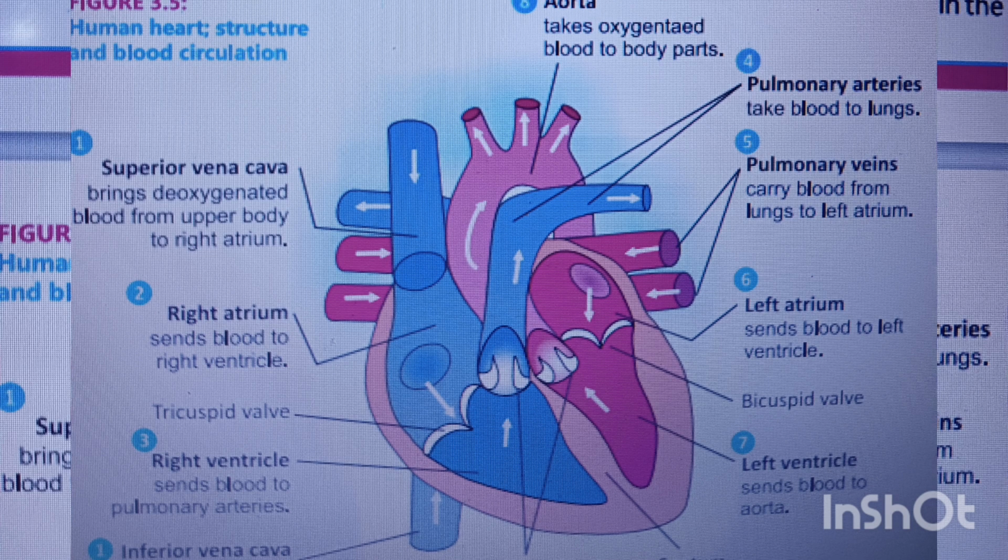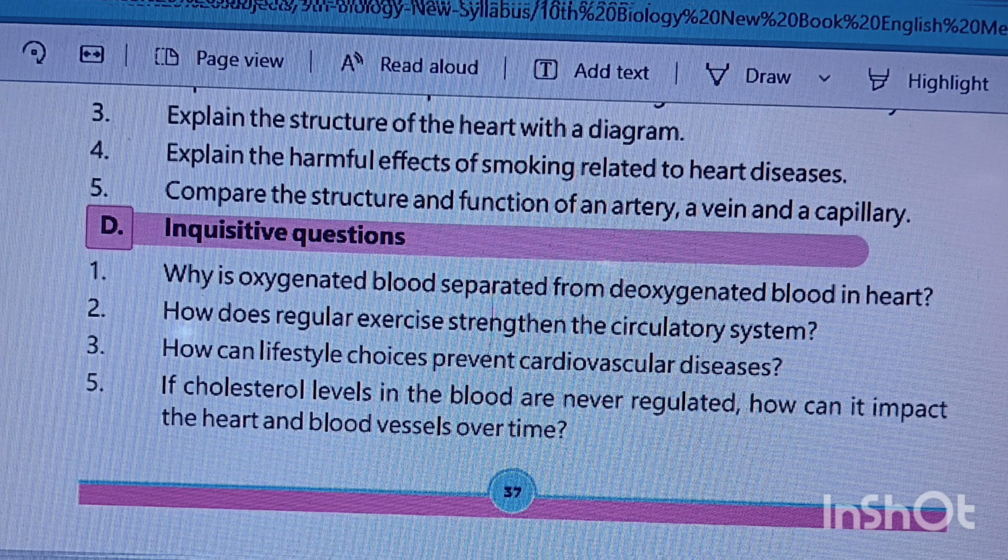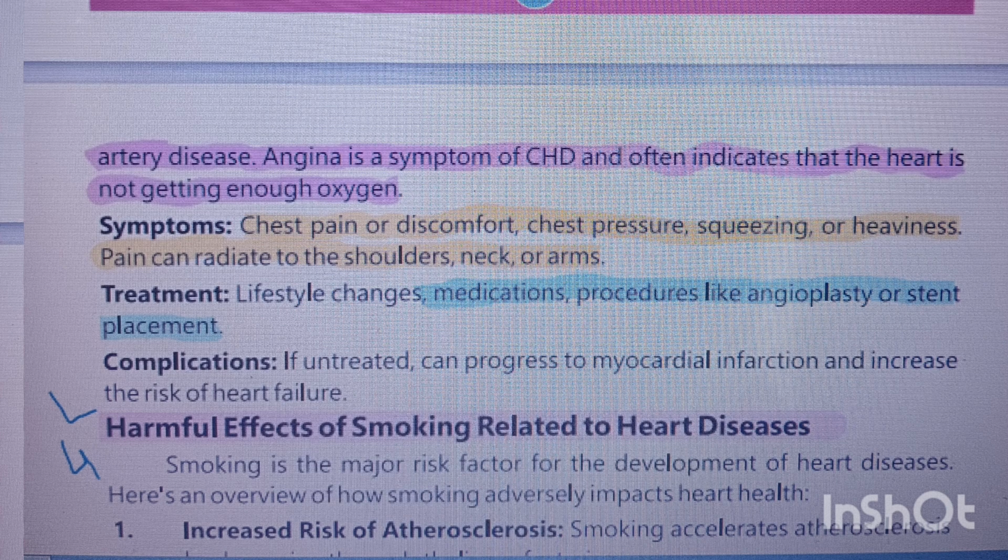The next long question is, explain the harmful effects of smoking related to heart disease. So, here are the harmful effects of smoking related to heart disease. You have to write all of these in your answer, and your answer will be complete up to this point. You will see it right above the multiple choice questions. Your long answer will be complete here. You need to write these 6 points in your answer.